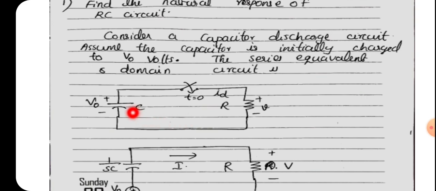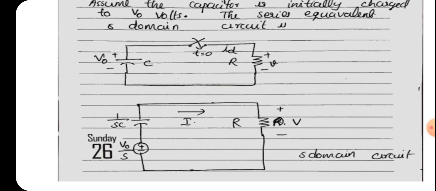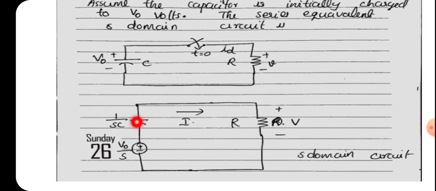So first of all, in order to apply the Laplace transform method, we have to convert this circuit into an S-domain circuit. See here there is a capacitor C and a resistor R. We know how to convert this capacitor into S-domain. We have studied in the previous session that the capacitor can be converted into an S-domain circuit by the series combination of one voltage source and another capacitor, whose impedance is equal to 1 by SC and voltage value is equal to V0 by S. So you should know the transformation of a capacitor into S-domain.